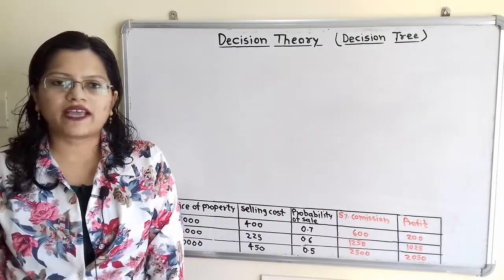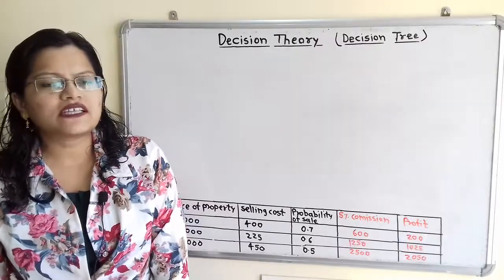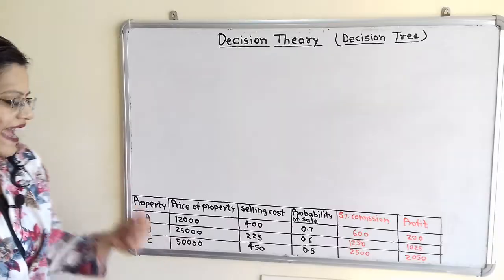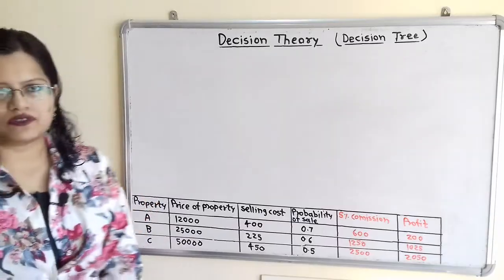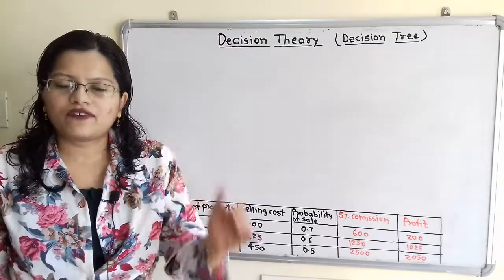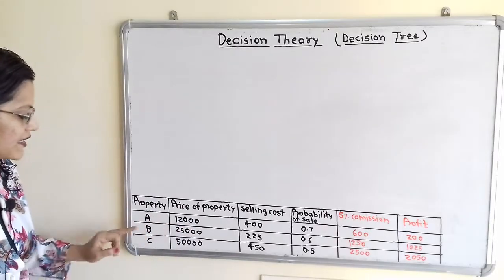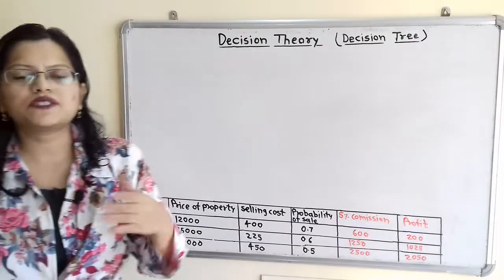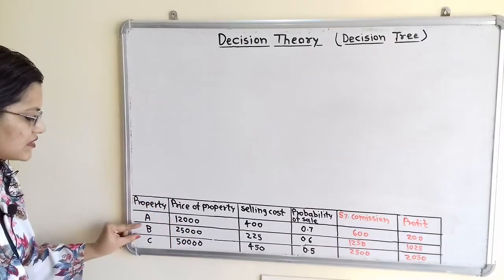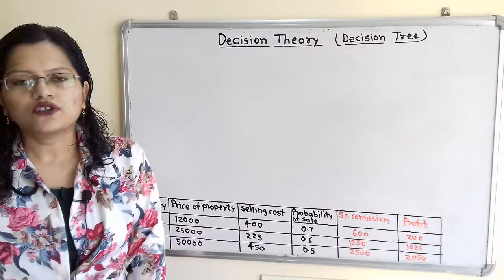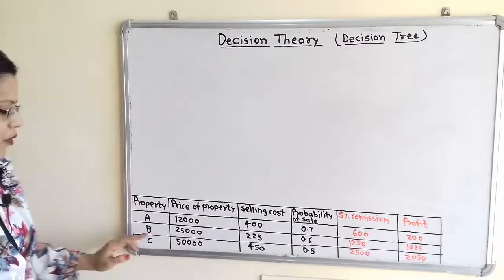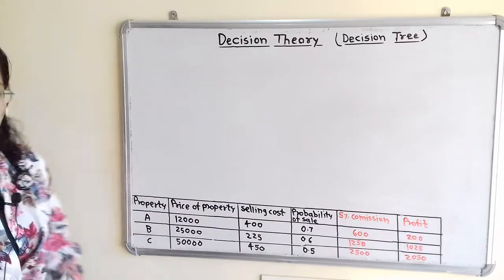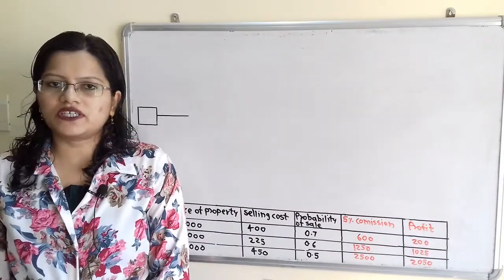Now we have to take the best decision. The condition given is that this estate agent has to sell property A first, and then after selling property A he has to choose property B or property C, that is, which property he has to sell first. So we have to decide which property he has to sell first, either B or C. Now we will draw the decision tree.